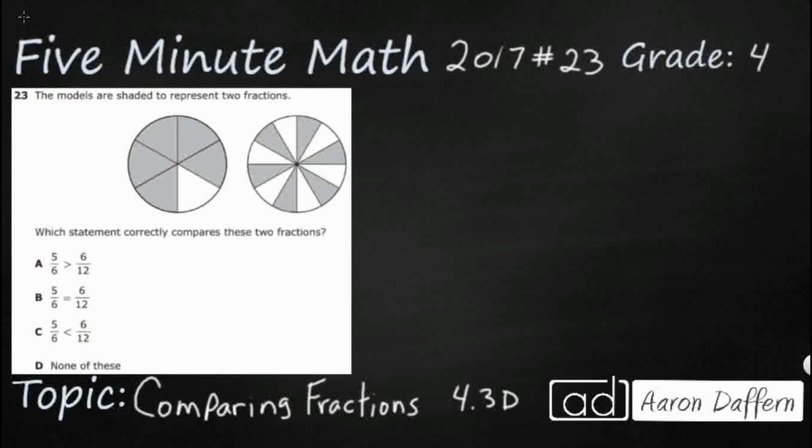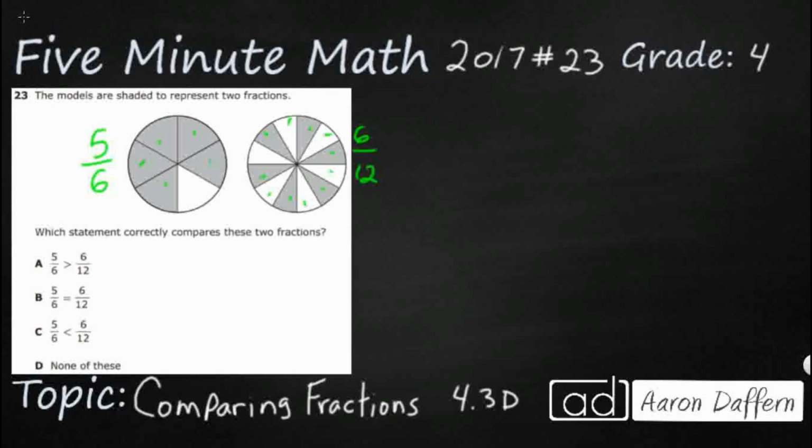So we have models that are shown to represent two fractions, and we just need to find the statement that correctly compares these two fractions. Let's just verify that they have given us the correct fraction. Sometimes they'll actually mislabel them to see if we're paying attention. So I've got 1, 2, 3, 4, 5 shaded out of, just one more makes 6, so that's good. This one is kind of a pinwheel effect. 1, 2, 3, 4, 5, 6 out of 7, 8, 9, 10, 11, 12. All right, so they did give us the correct fractions here.